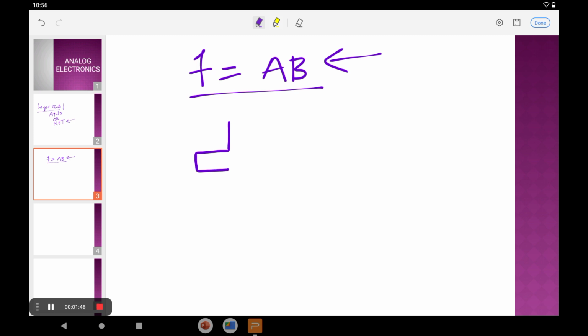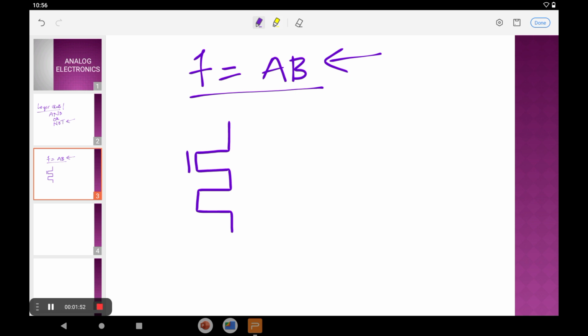Suppose we take f equals AB. If you want to design a circuit for this function with the help of CMOS technology, how is it possible? Wherever the product terms are there, that can be represented with the help of a series connection. That is very important, guys. AB is nothing but a series connection.